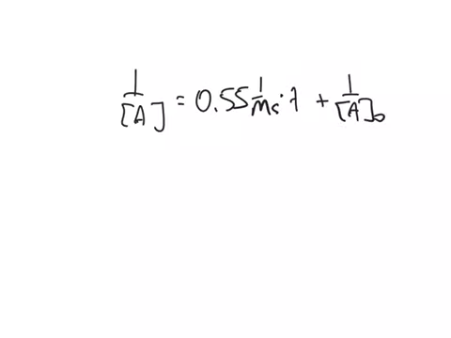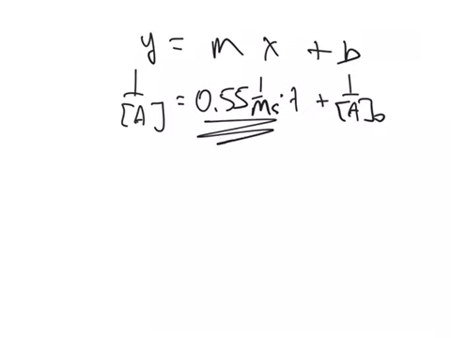So I know that 1 over A is going to equal my value of K, which in this case has units of 1 over molarity seconds, times time, plus 1 over A naught. So this is y equals mx plus b. This is what makes this thing a linear function. So this is my slope. Now, this is where the magic happens.